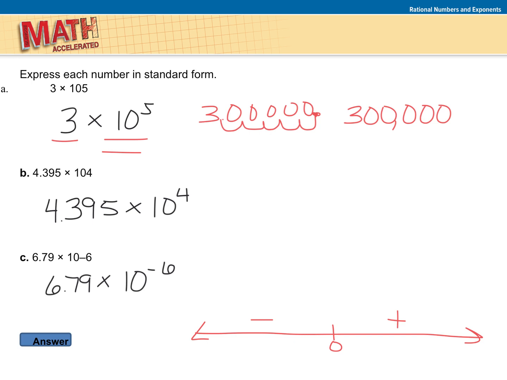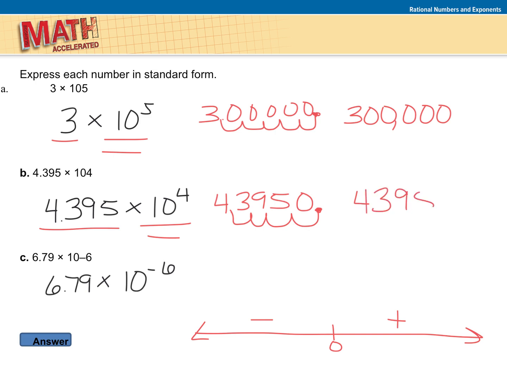On B, it's already written as a decimal for you. Now we need to take care of times 10 to the 4th power. What does that mean? Move it 4 times to the right. So we have 1, 2, 3, 4. Empty space becomes a 0. So we have 43,950.